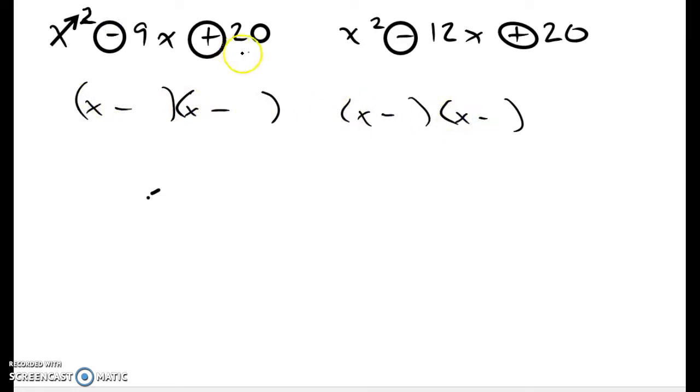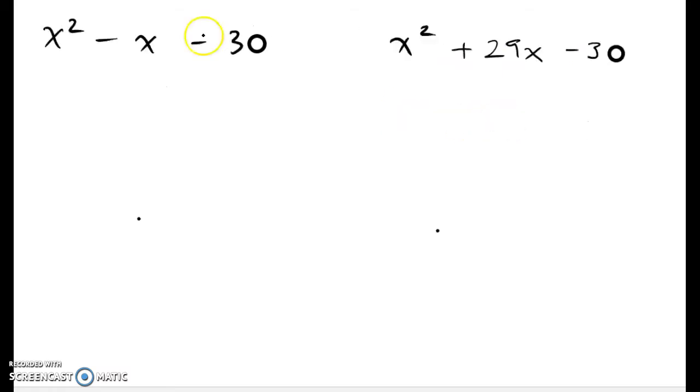Now, what times what gives you 20 that adds up to 9? List your factors. There's 4 times 5. There's 10 times 2. There's 20 times 1. So we're going to have 4 and 5 because they add up to 9. And this one, what times what gives you 20 that adds up to 12? 10 and 2.